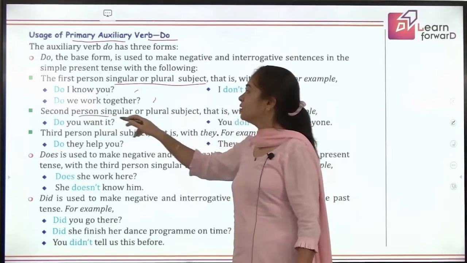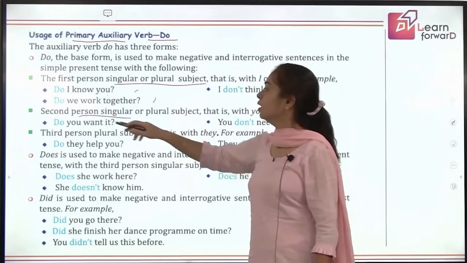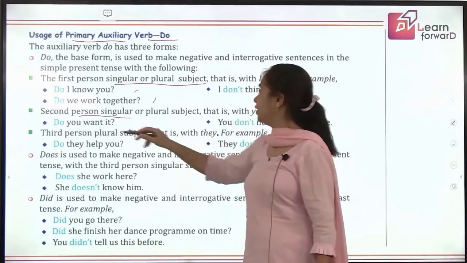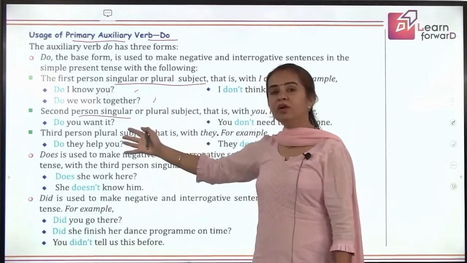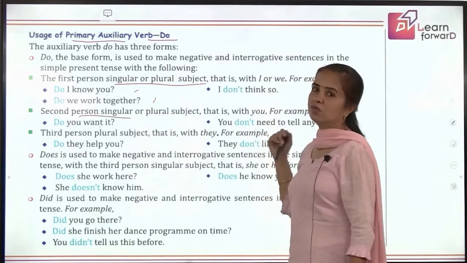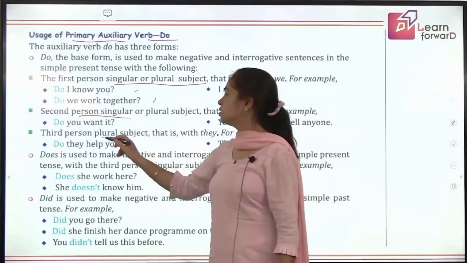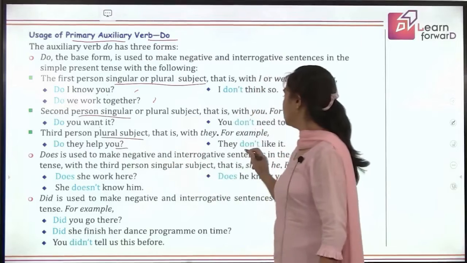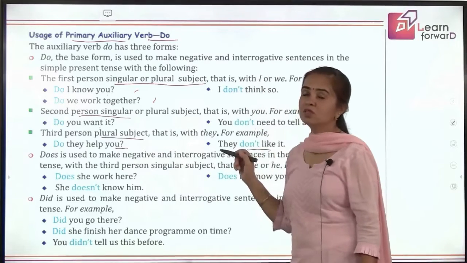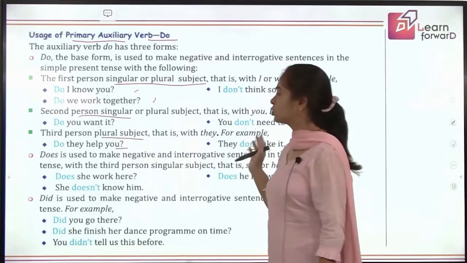When we are talking about the second person pronoun, then also we use do. Do you want it? You don't need to tell anyone. So interrogative also, and in negative also we are using this. With the third person plural subject also we use do. Do they help you? They don't like it. So we are using do, and do not in its contracted form.